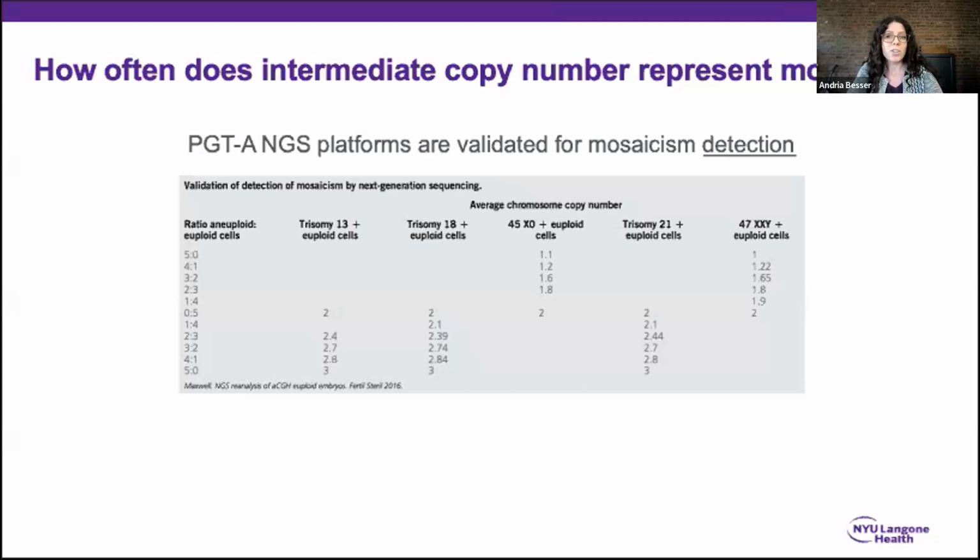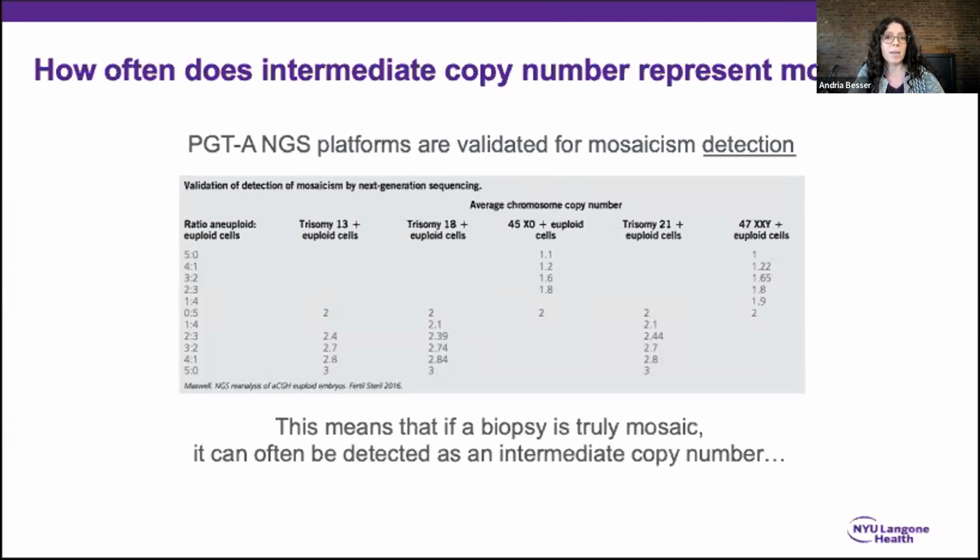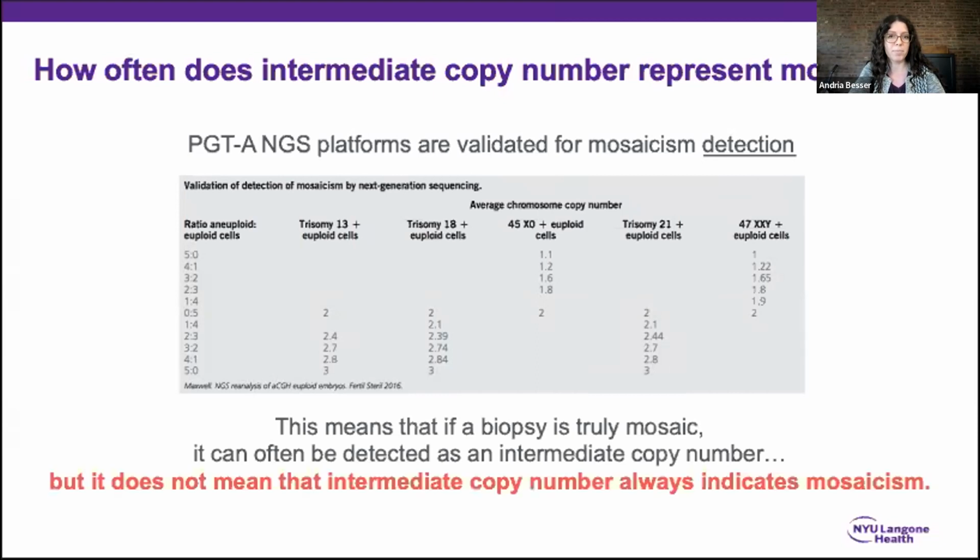So when all of the cells are disomic for a given chromosome, the copy number should be 2. If all of the cells are trisomic, then the copy number should be 3. Or if there's a mix, then the copy number would fall somewhere in between 2 and 3. So these types of studies are used to validate the detection of mosaicism, meaning that if the biopsy truly is mosaic, it often can be detected as an intermediate copy number. But that doesn't automatically mean that an intermediate copy number always means that the sample is mosaic.